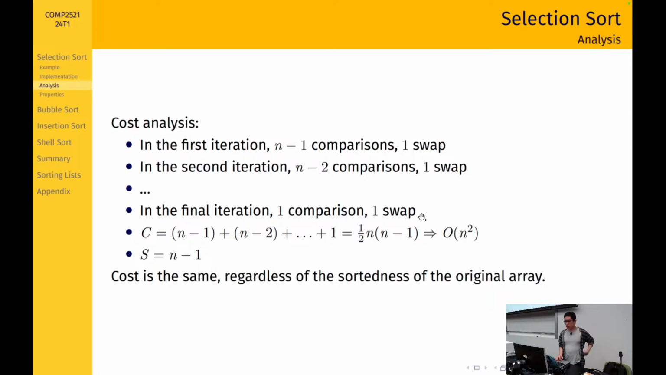So the cost of selection sort is big O of n squared, and this is the same regardless of how the array is sorted at the start. Even if the array is already sorted, we still do the same thing. We go through the array and find the smallest element, which just happens to be at the start. Then we go through and find the second smallest element, which happens to be at the start, and so on. That kind of clues you in as to whether the algorithm is adaptive or not.